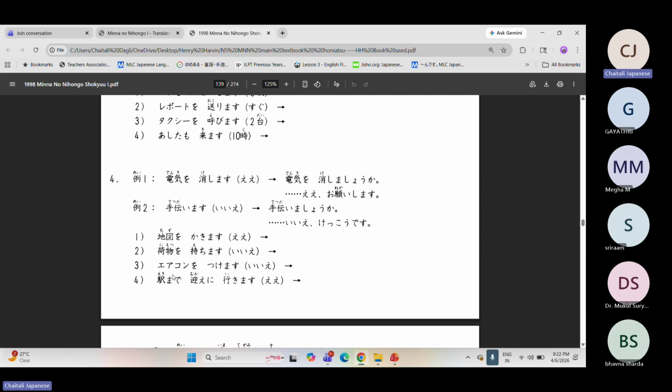Eakon o tsukemasu. Eakon o tsukemashou ka. Iie kekko desu. No need. Eki made mukae ni ikimasu. So should we meet in front of the station? Eki made mukae ni ikimashou ka. Onegai shimasu. Clear, everybody? Have we understood questions 1 to 4? Any doubts anyone has? Anything which you have not understood? Everyone has understood? I sense it.